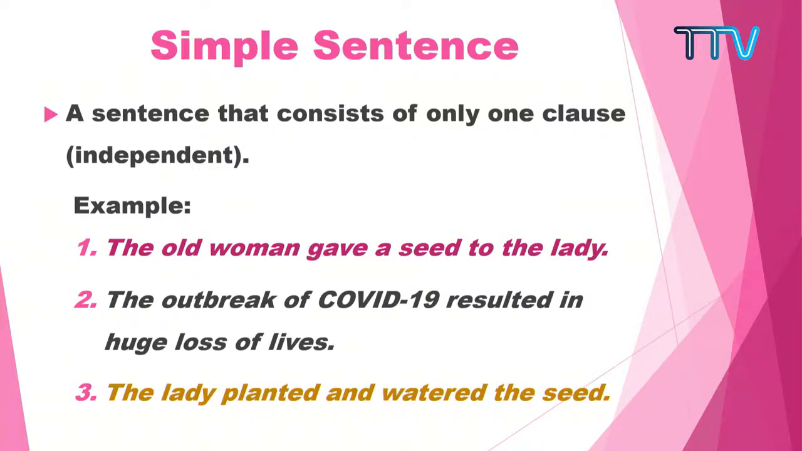So, the old woman gave a seat to the lady. The outbreak of COVID-19 resulted in huge loss of lives. The lady planted and watered the seed. So these are all examples of simple sentences. If you are eager to know about clauses as independent or dependent, you will learn about this in our later session, right? So meanwhile, I'll just carry on with this. Okay. Now I just want you to look at the board.